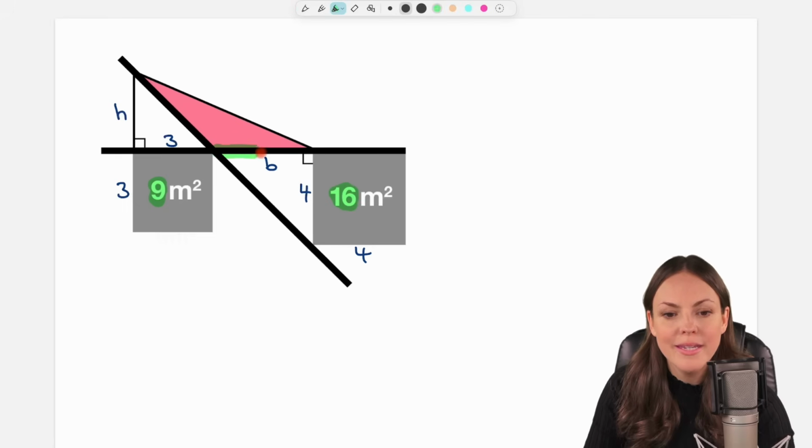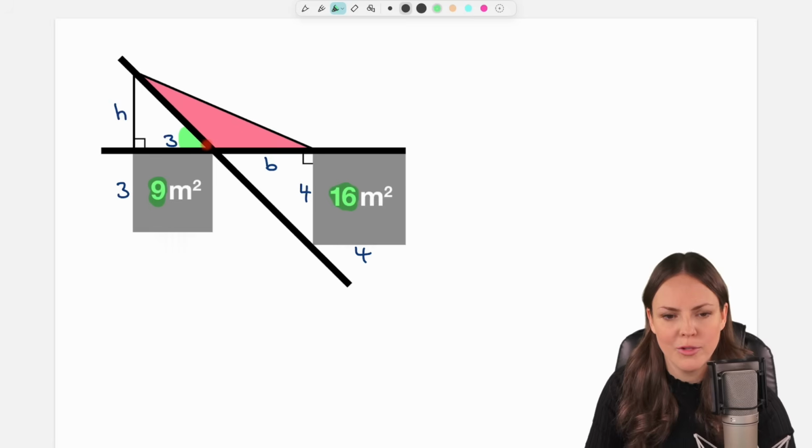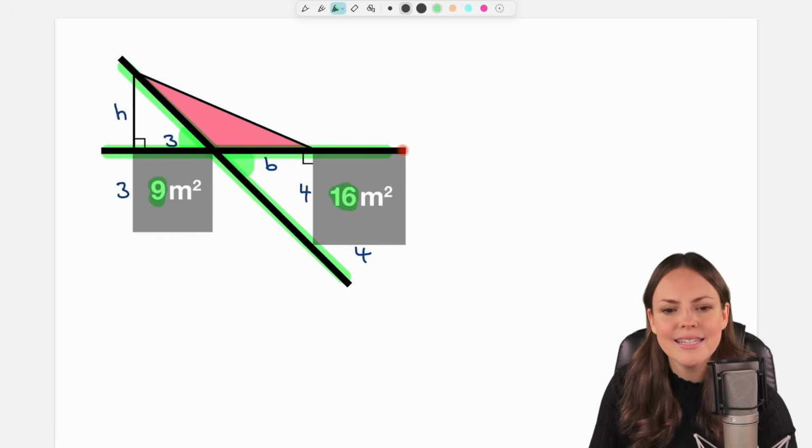Okay, so my B is part of this triangle, and my H is part of this triangle. And if we take a look at these two triangles, we have a right angle here and a right angle here, which means that we have two right triangles. And what about the other angles? This angle here, for example, is actually the same as this angle here. Why? Because this line intersects this line.